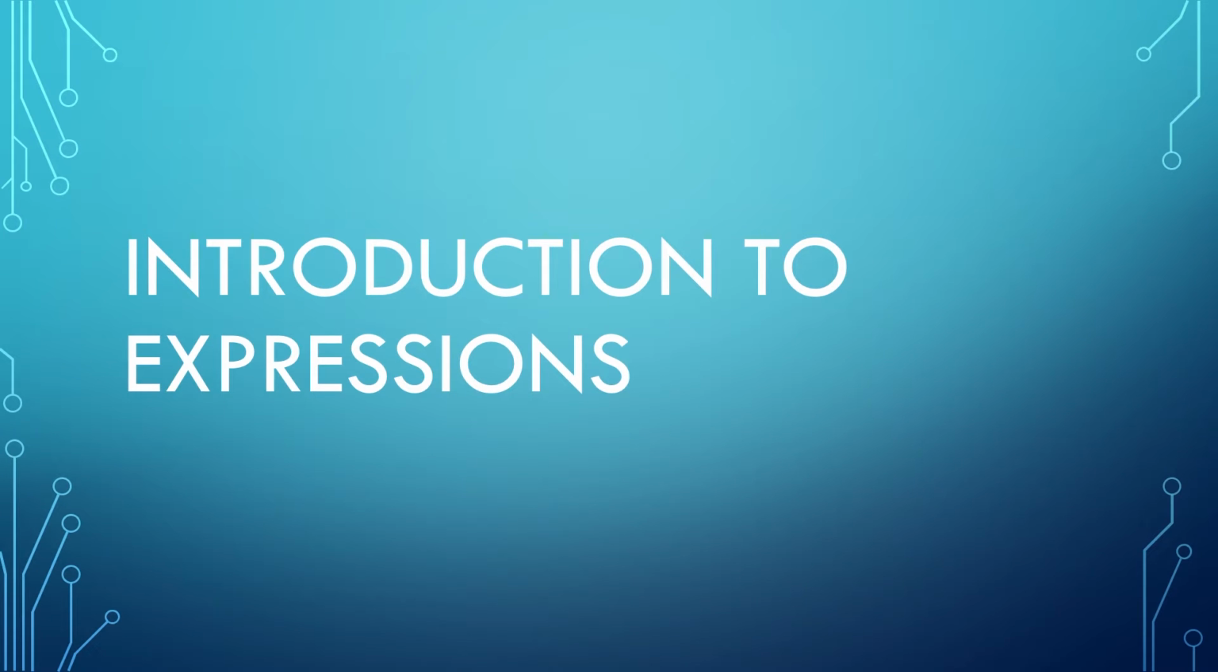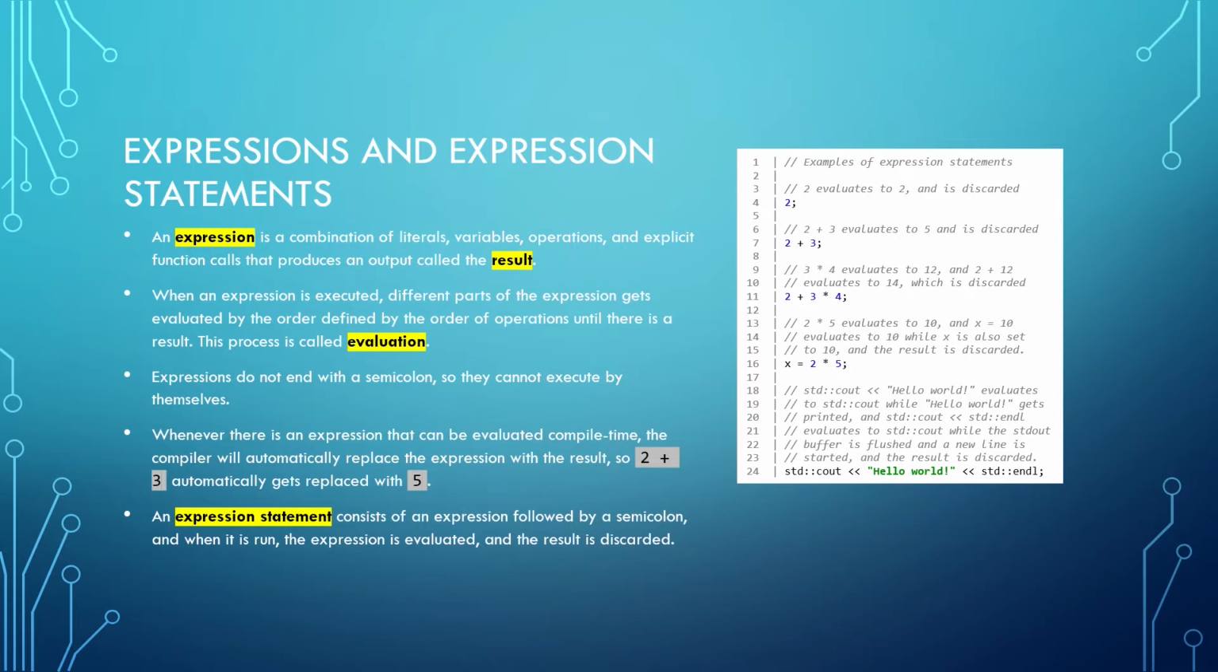Now, introduction to expressions. An expression is a combination of literals, variables, operations, and explicit functions that produces an output called the result. When the expression is executed, different parts of the expression get evaluated in the order defined by the order of operations until there is a result. This process is called evaluation.